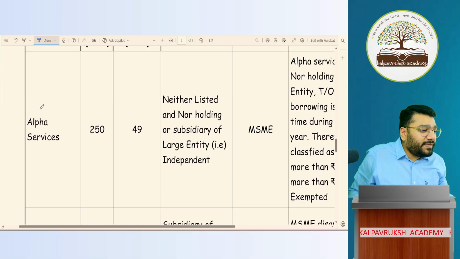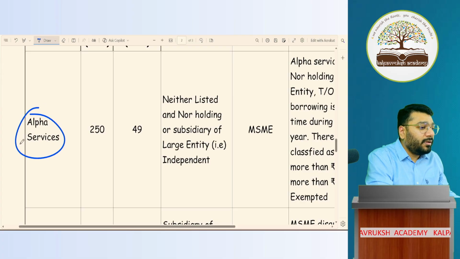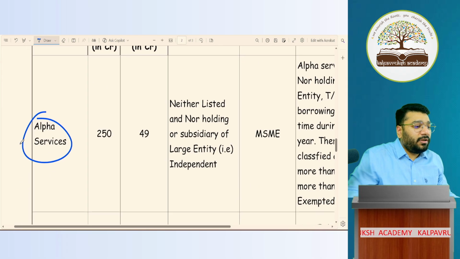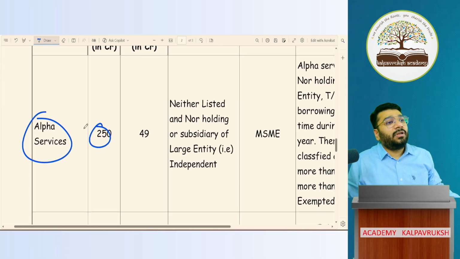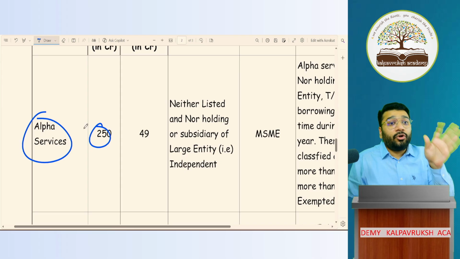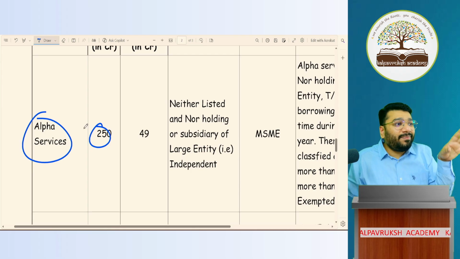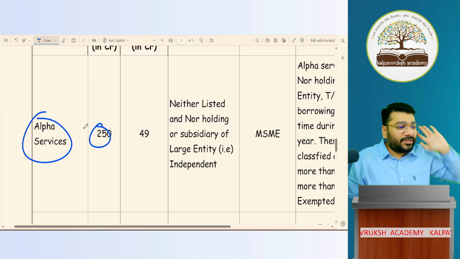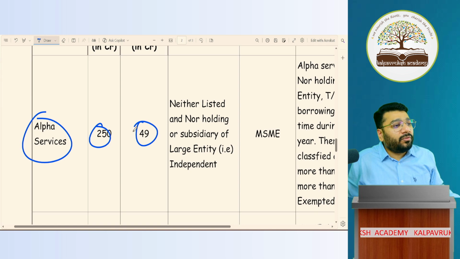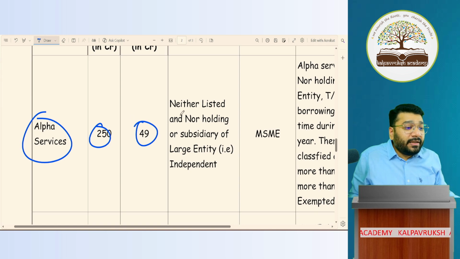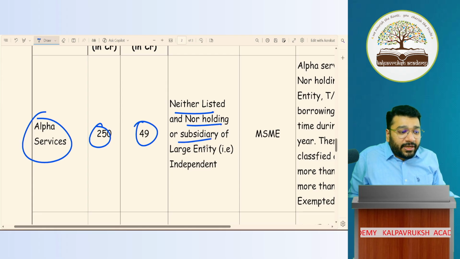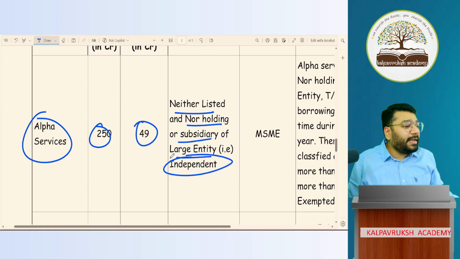Alpha Services. Turnover 250 crore. Large or small, MSME? Up to 250 crore, MSME. More than 250 crore, large. Borrowing 49 crore, within limit. Neither listed nor holding a subsidiary of a large entity, means it is an independent entity.